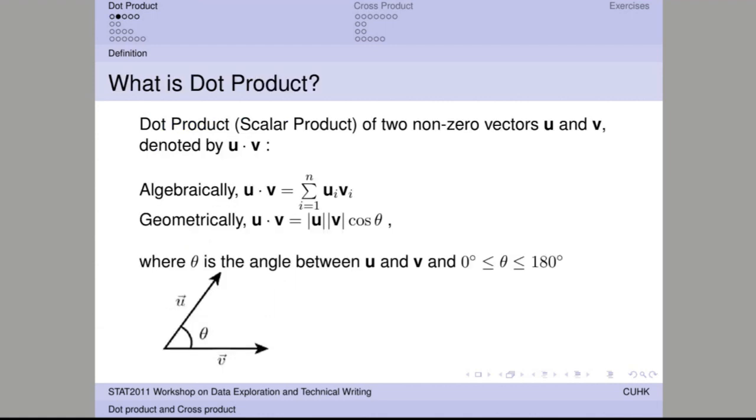For two non-zero vectors u and v, and theta is the angle between them. The dot product or scalar product of u and v, which is denoted by u dot v, is defined in two ways. Algebraically, it is the summation of all ui times vi, while geometrically, it is the product of the magnitudes of u and v and cosine theta.